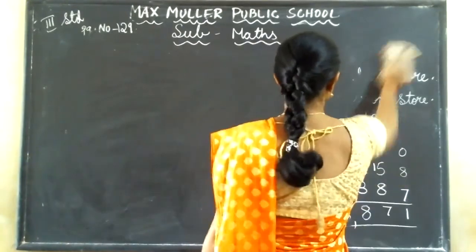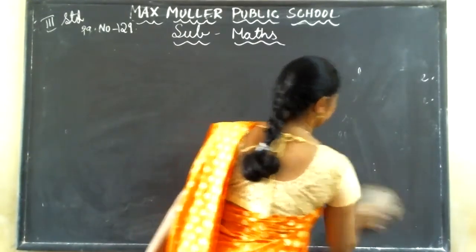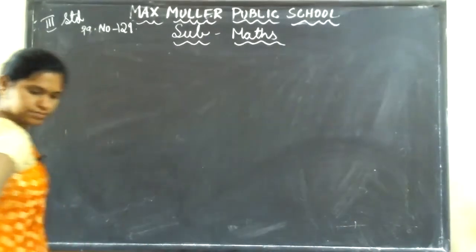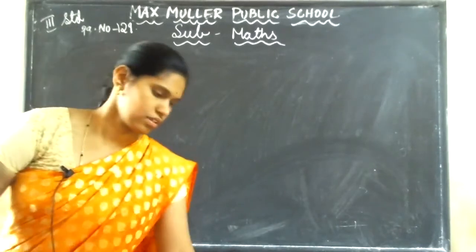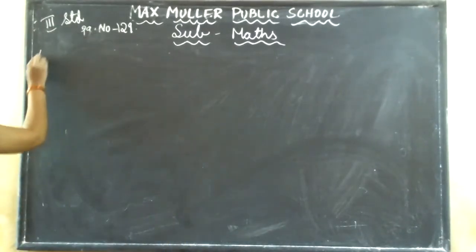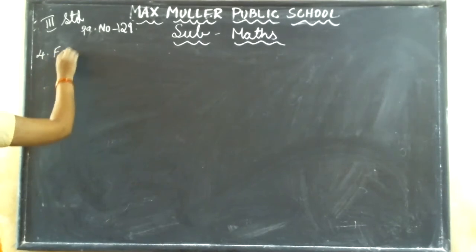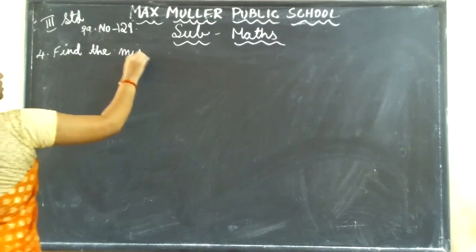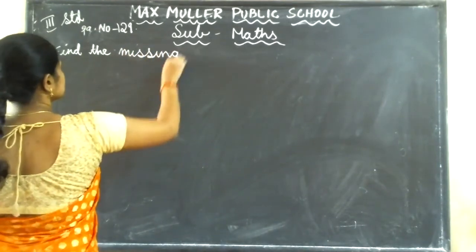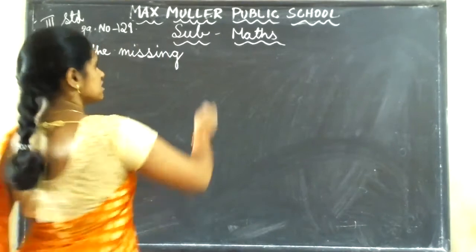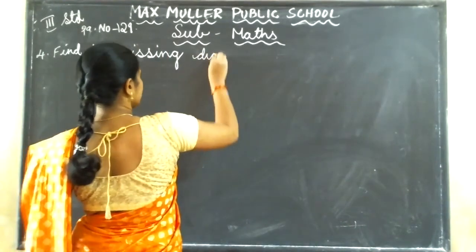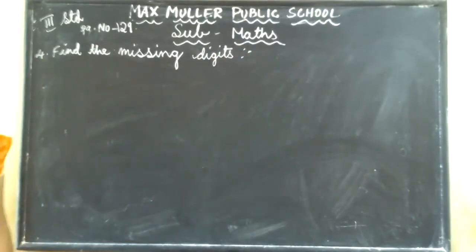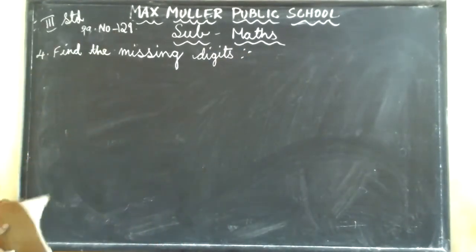Find the missing digits. We have not done that one yet; we'll finish that one. Find the fourth main. Find the missing digits. First one you see, one example I will show.